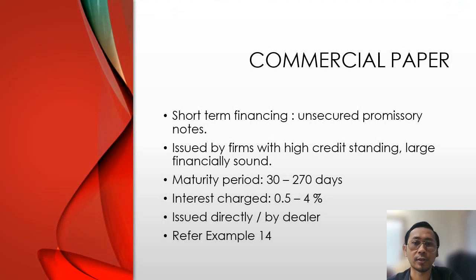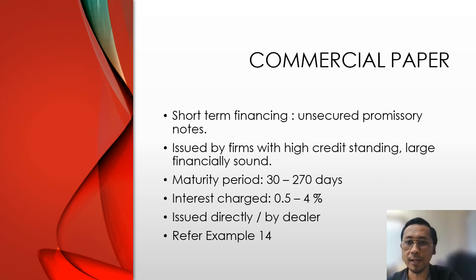Next, let's discuss commercial paper. Commercial paper is a form of short-term financing, consisting of unsecured promissory notes issued only by firms with high credit standing, usually larger firms that are financially sound. The maturity period ranges from 30 to 270 days, with interest rates ranging from 0.5% to 4%, which is lower as compared with the commercial banks.